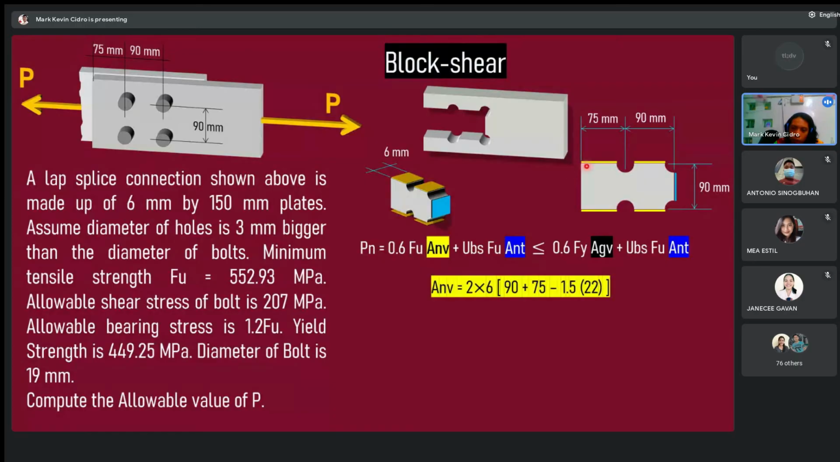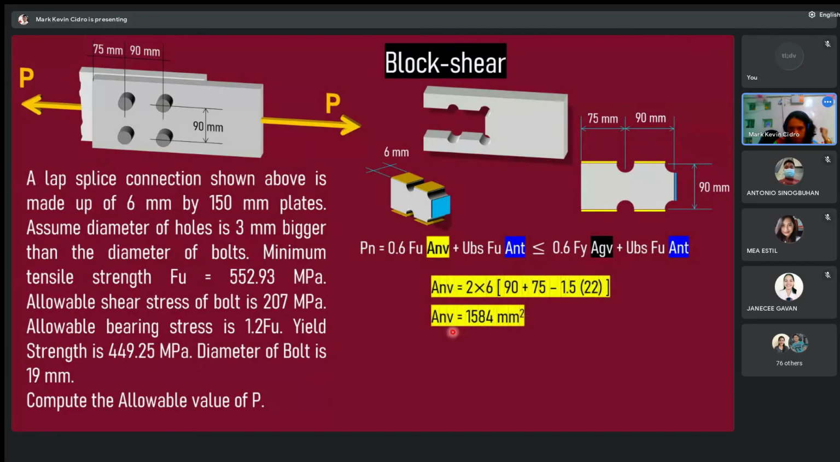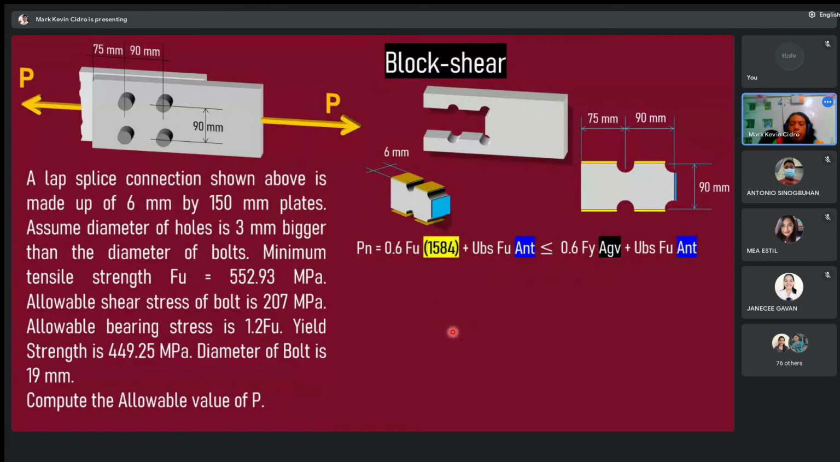Kumbaga kung length man ito. And that would be 75 plus 90 minus 1.5 times 22. 22 millimeter diameter. And the result will be 1584 mm squared. This is the value for A and B. Okay? 1584. That's the result. That's the value for A and B, the net area for shear.